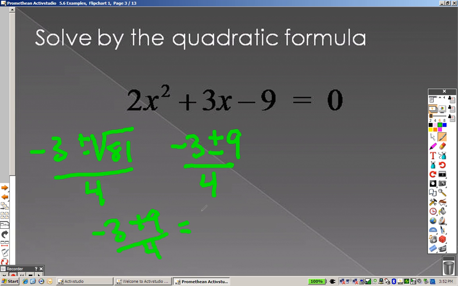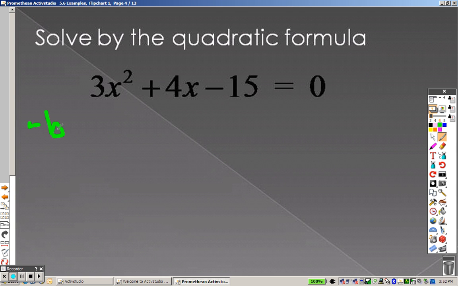That is 6 over 4, or one answer, 3/2. And they're saying, what's negative 3 minus 9 divided by 4? Well, that's negative 12 over 4, which is negative 3. And there are your two answers.